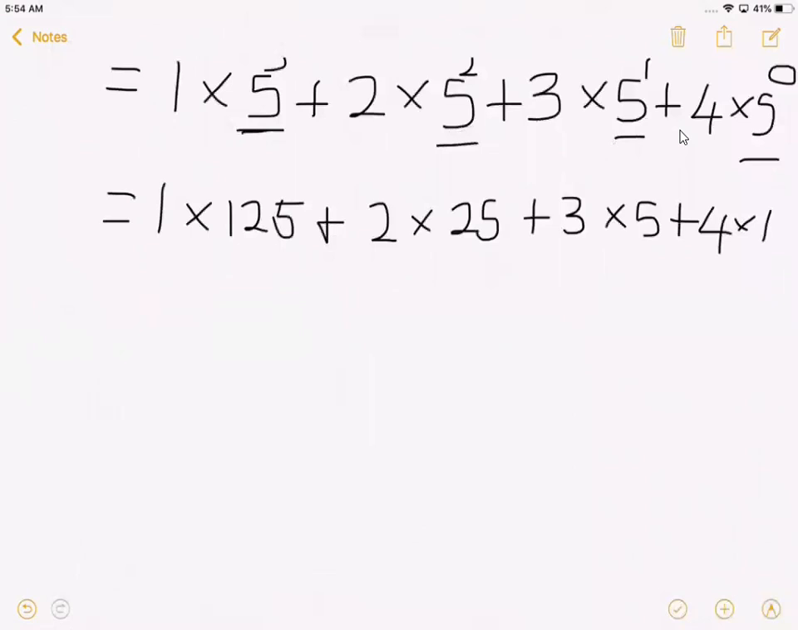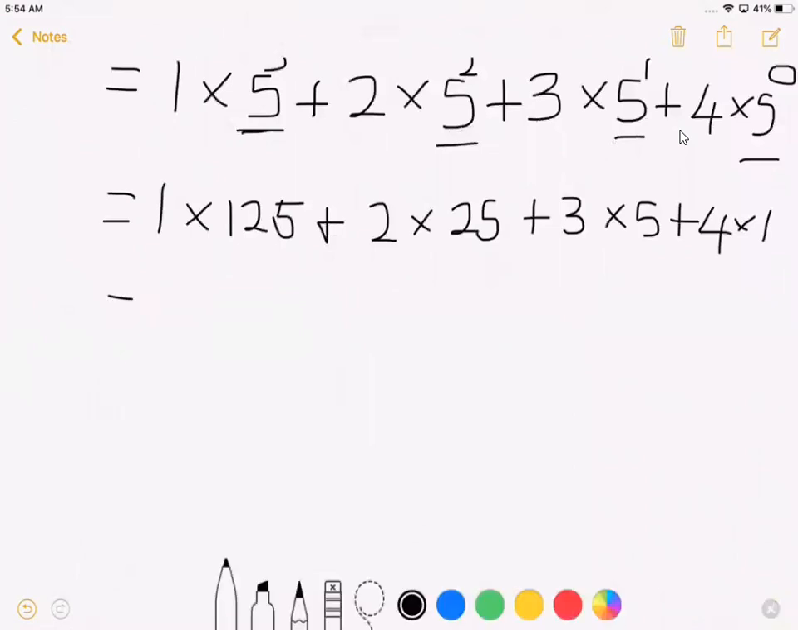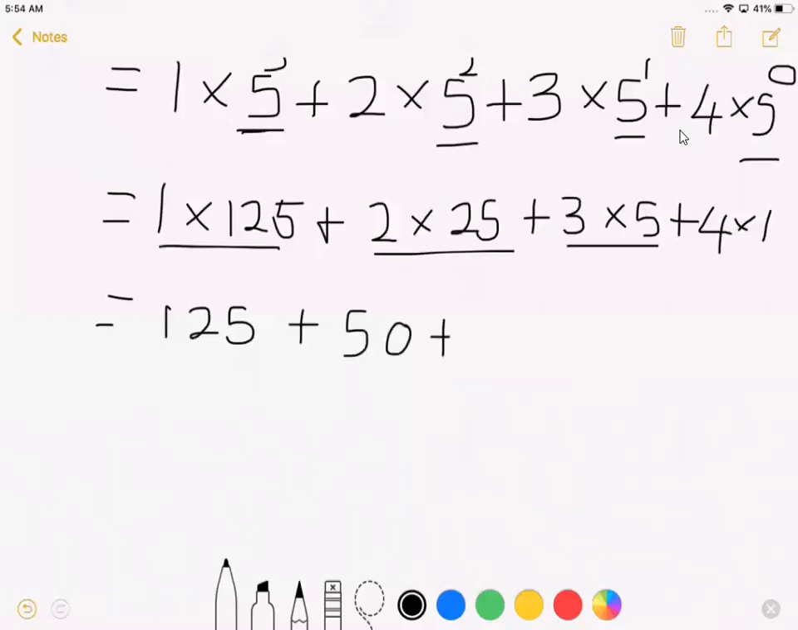Then you simplify. 1 times 125 is 125. Plus 2 times 25 is 50. Plus 3 times 5 is 15. Plus 4 times 1 is 4. Then I add these numbers and I will get 194. And this number is now in base 10.